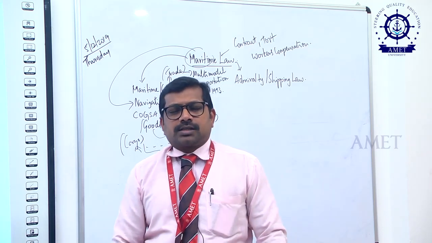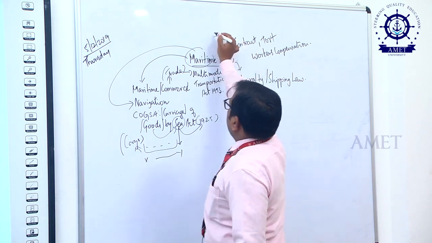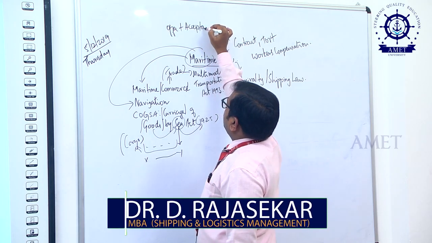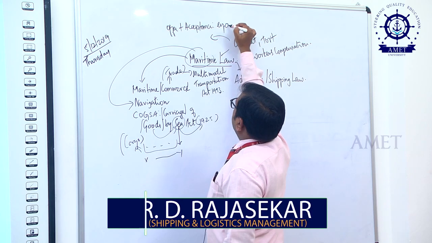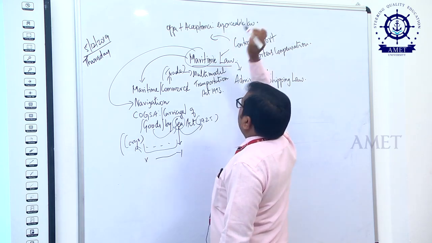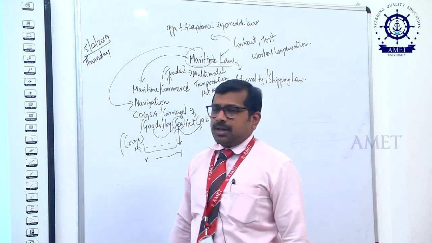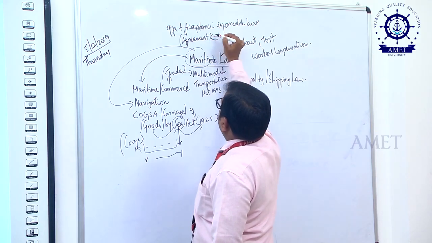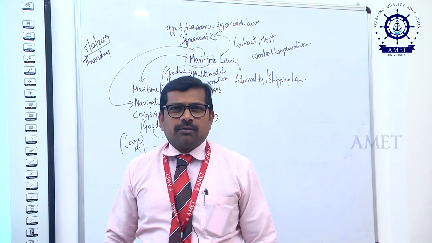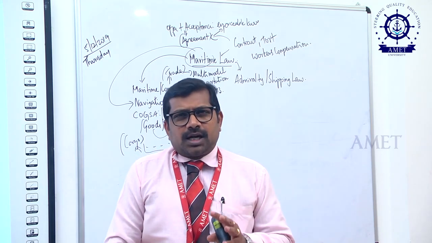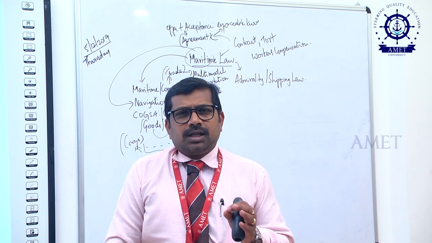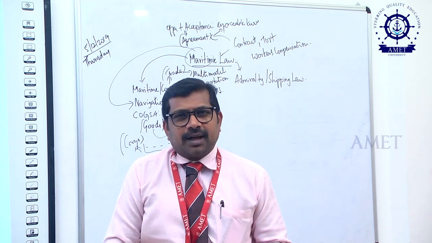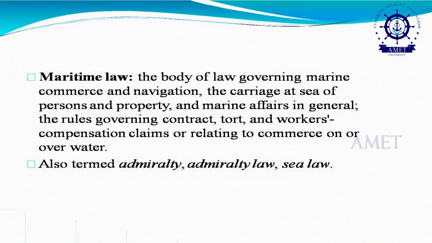Now, the basic formula for a contract is offer plus acceptance, and it should be enforceable by law. So, offer plus acceptance equals agreement, and that agreement should be enforceable by law. For example, if the ship owner and charterer enter into an agreement, but the vessel is going to be used for smuggling, this cannot be accepted as a valid agreement. It can be called an invalid agreement only.